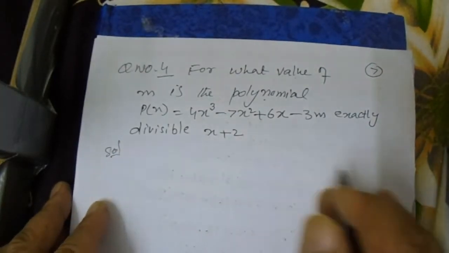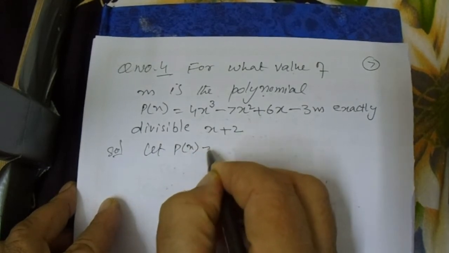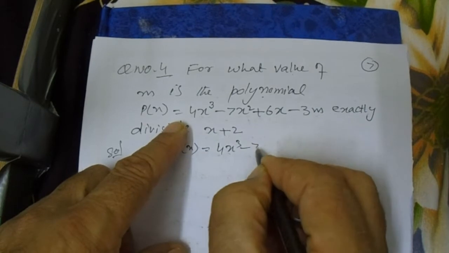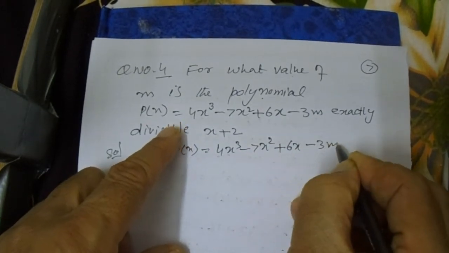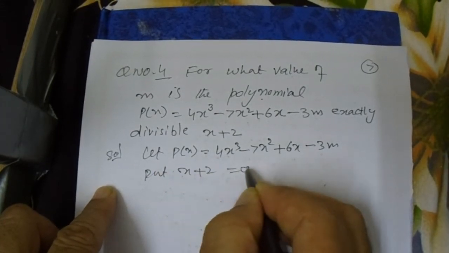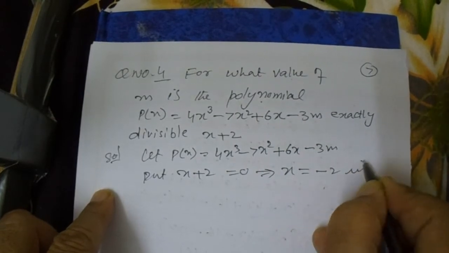Now this is question number 4. Let P(x) = 4x³ − 7x² + 6x − 3m. Put x + 2 = 0, so x = −2, and P(x).